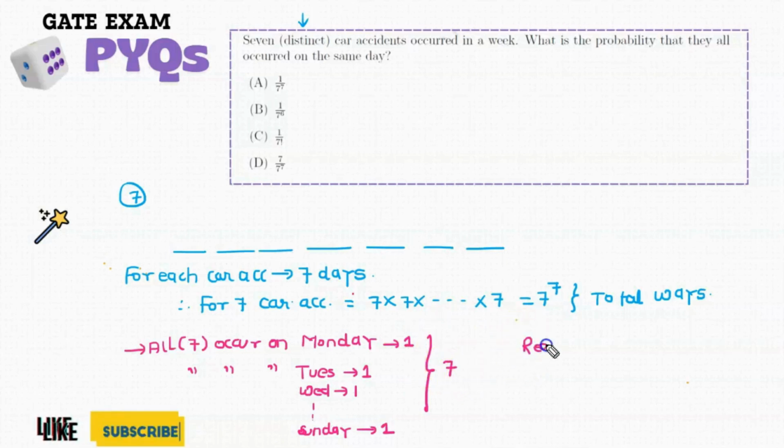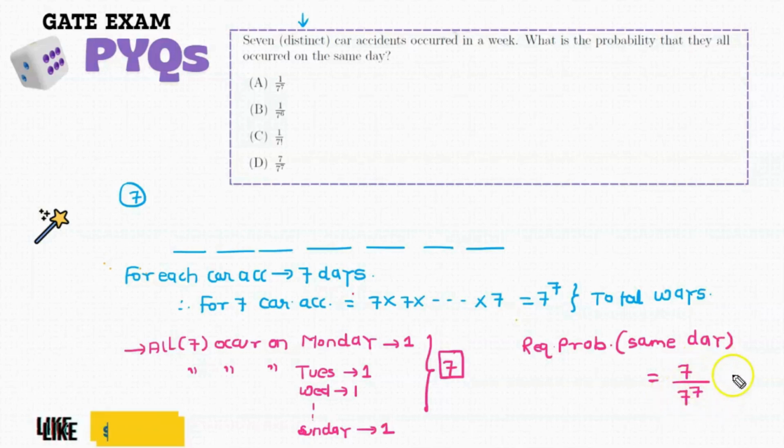So the required probability that all occur on the same day is going to be, for this event, how many choices do we have? 7. And what are the total choices? We have 7 raised to 7. So simplifying this will give us 1 over 7 raised to 6. Hence the correct option is option B.